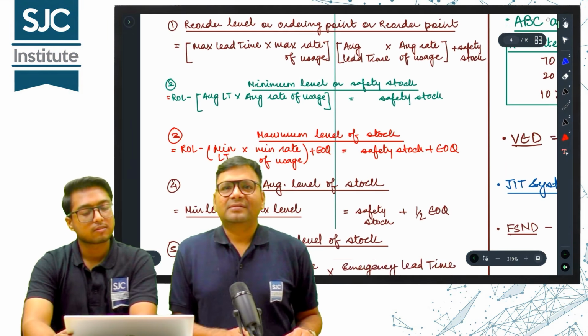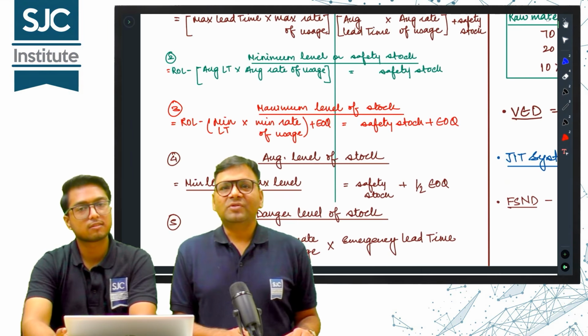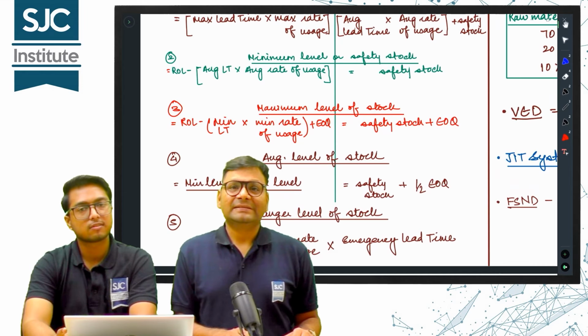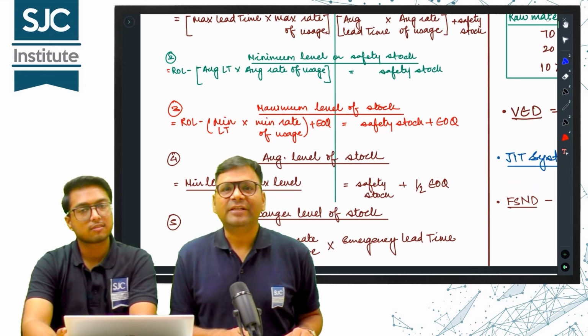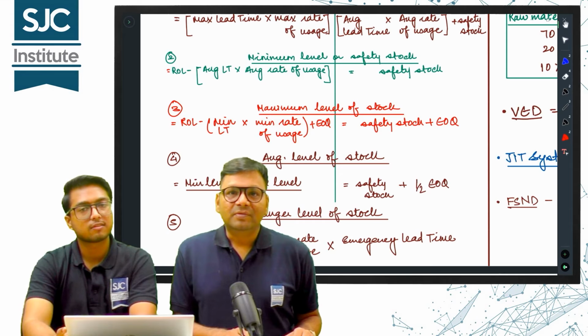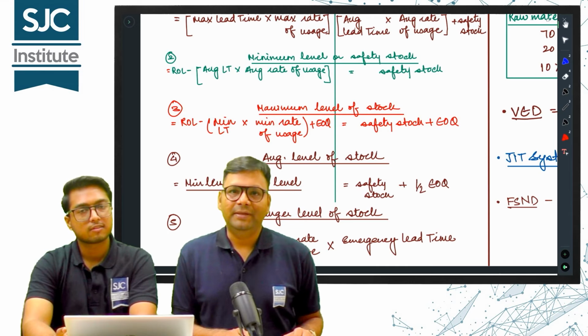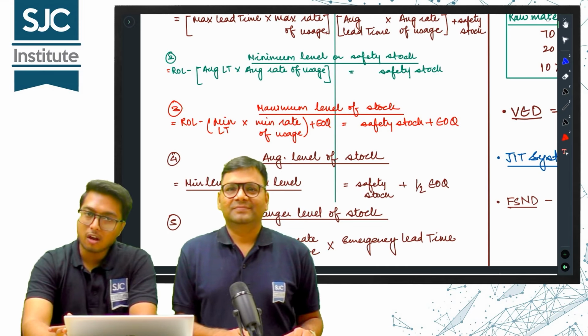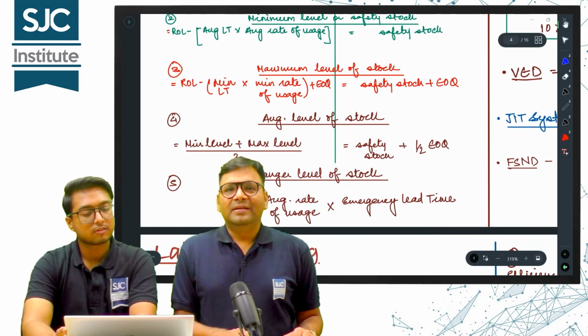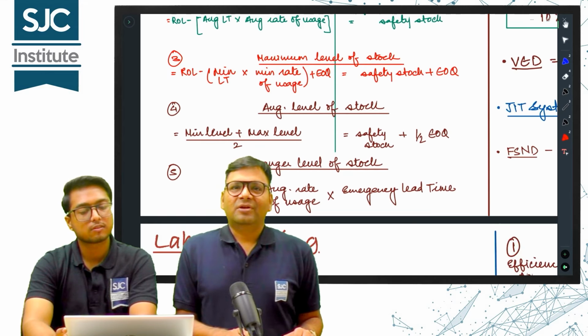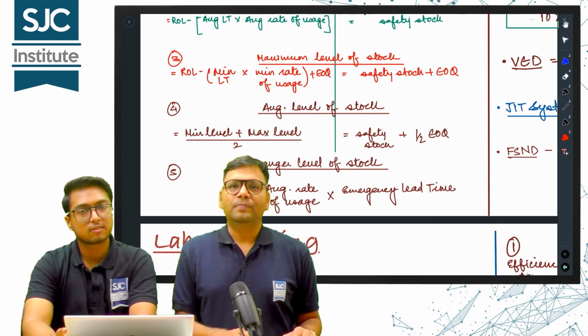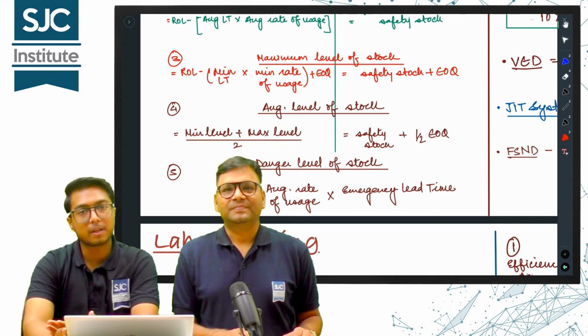The third level is maximum stock level. Maximum stock level is the stock that is there with the company just after the delivery of fresh material has been received. To calculate it in without safety stock situation, we take reorder level minus minimum lead time into minimum rate of usage plus reorder quantity or economic order quantity. And with safety stock, it is safety stock plus EOQ. The next one is average stock level. Average stock level is equal to minimum stock level plus maximum stock level divided by 2. Here with safety stock, it is safety stock plus half EOQ.